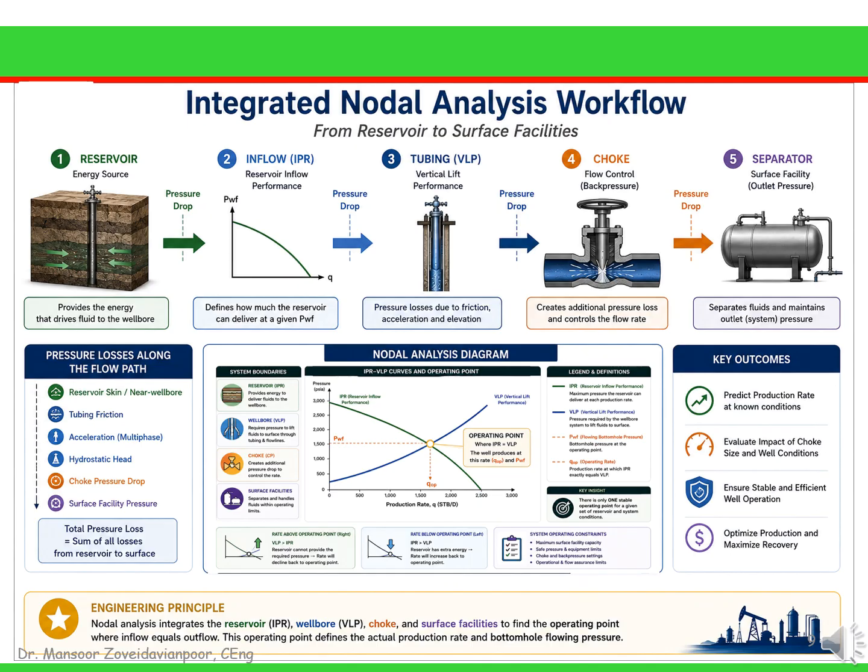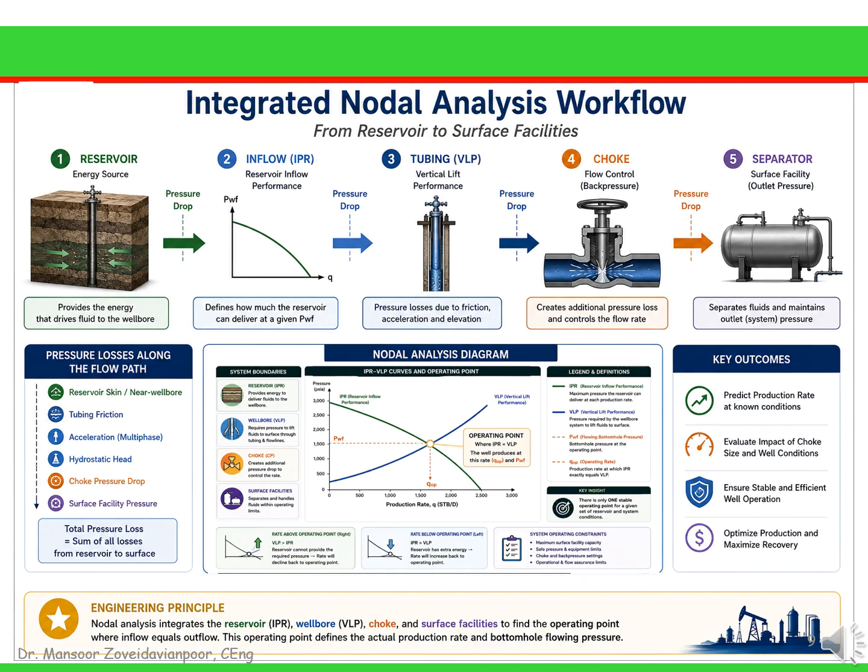It tells us two things that every production engineer wants to know: how much the well will produce and what flowing bottom hole pressure is required to sustain that production. More importantly, it reveals the system bottleneck. Is production limited by reservoir inflow, by the wellbore, by the choke, or by the surface facilities? This is where nodal analysis becomes a decision-making tool rather than a calculation. Before changing anything in the field, engineers test different scenarios on the computer. They compare tubing sizes, evaluate stimulation treatments, adjust choke settings, reduce surface back pressure, and immediately see how the operating point responds.